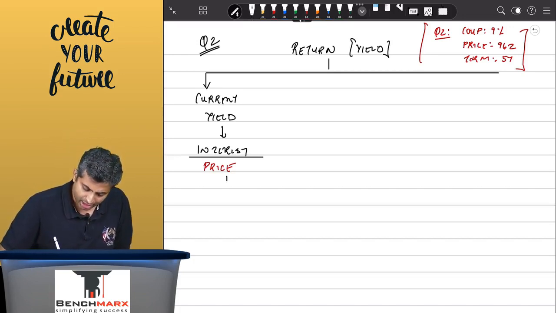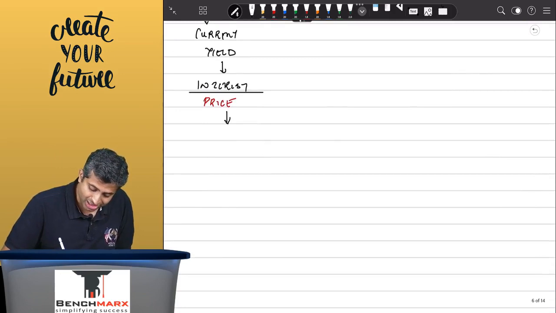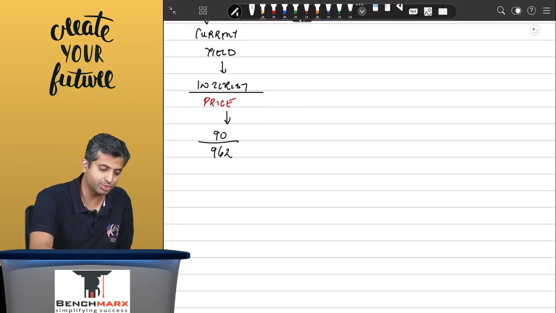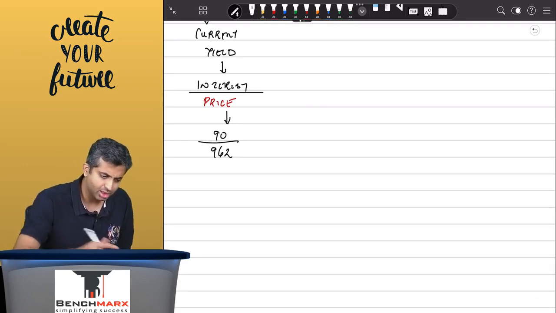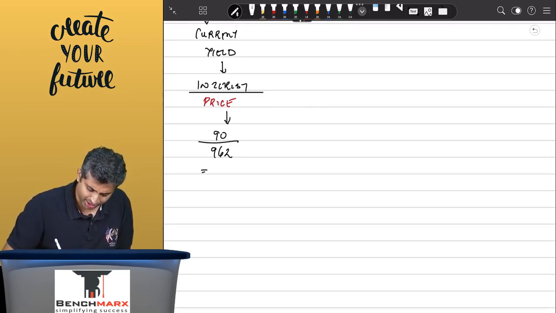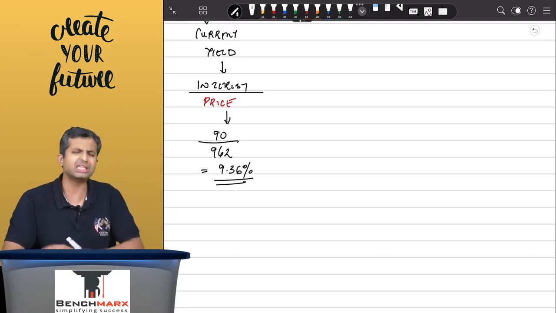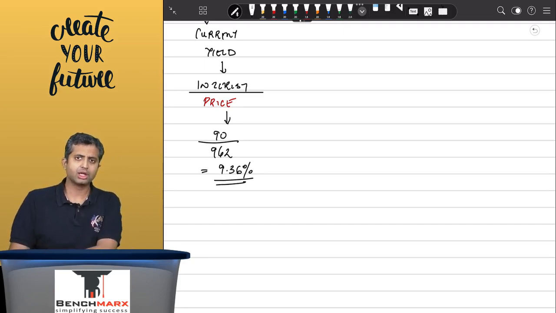So over here, we will say that, okay, we are going to get 90 rupees as coupon in each of the years in question number 2 on approximately a 962 investment, which means 90 rupees on the base of 962 investment will come to approximately 9.36%. So let us say this is approximately 9.35 or 36%. This is what you call the current yield, the easiest measure of yield, without any surprises.